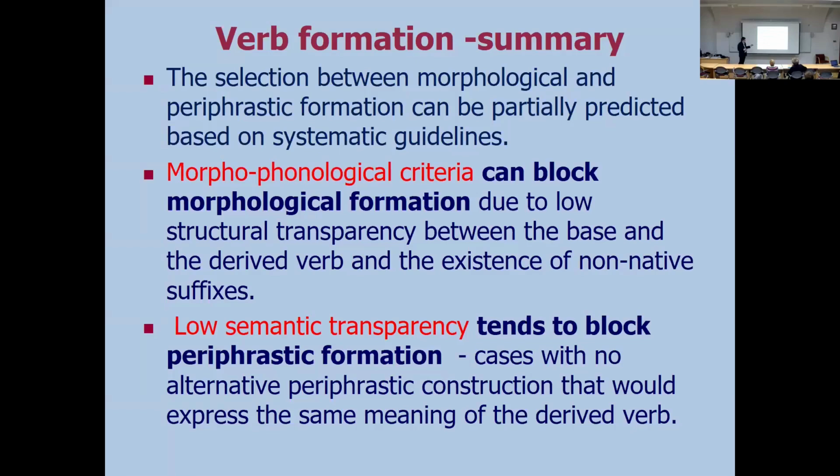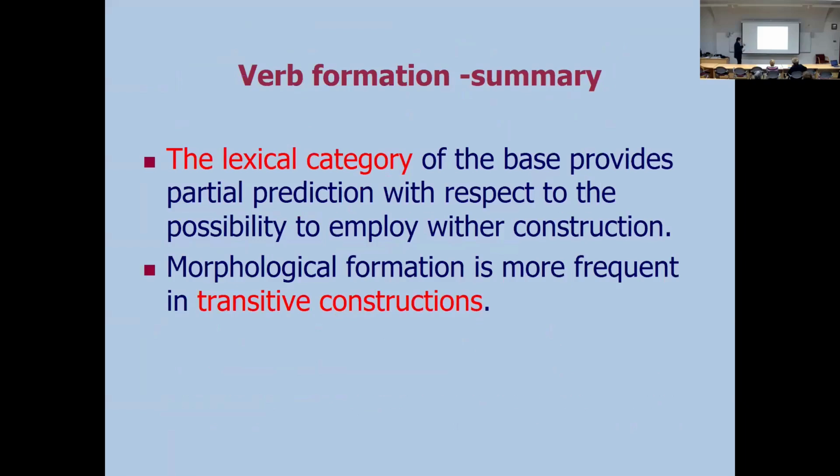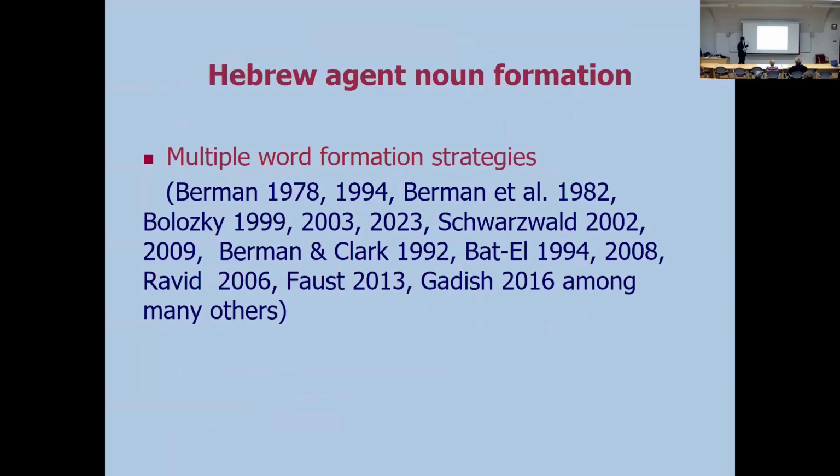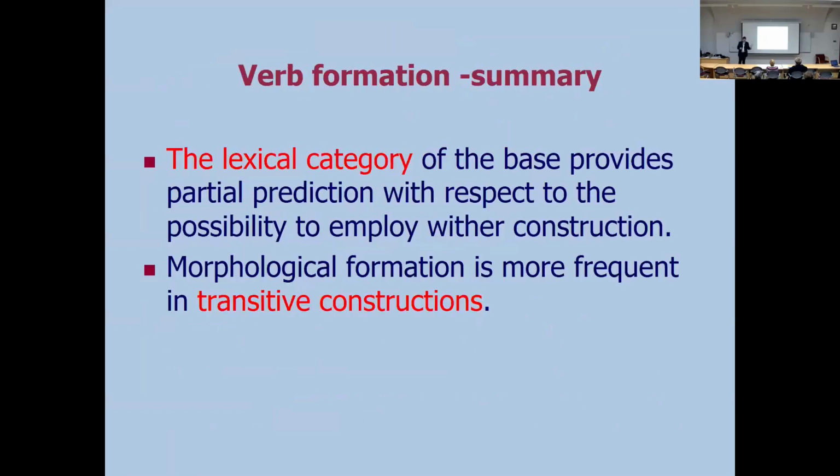Low semantic transparency tends to block periphrastic formation. These are cases with no alternative periphrastic construction that would express the same meaning of the derived verb. The lexical category of the base provides partial prediction with respect to the possibility to employ other constructions. And finally, morphological formation is more frequent in transitive constructions. Okay, so this is about verbs.